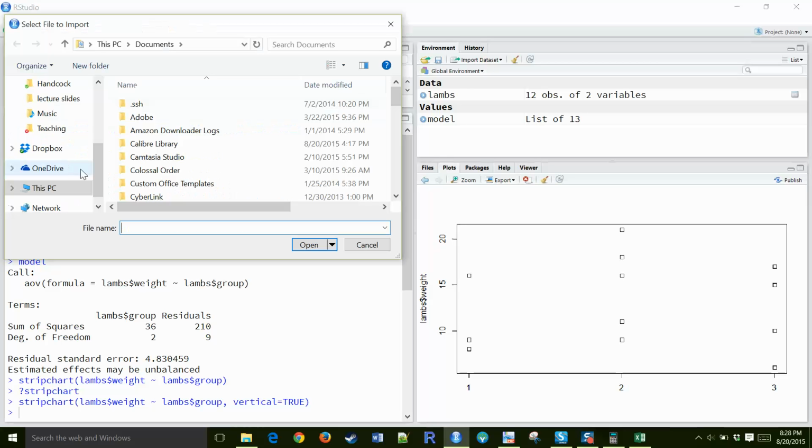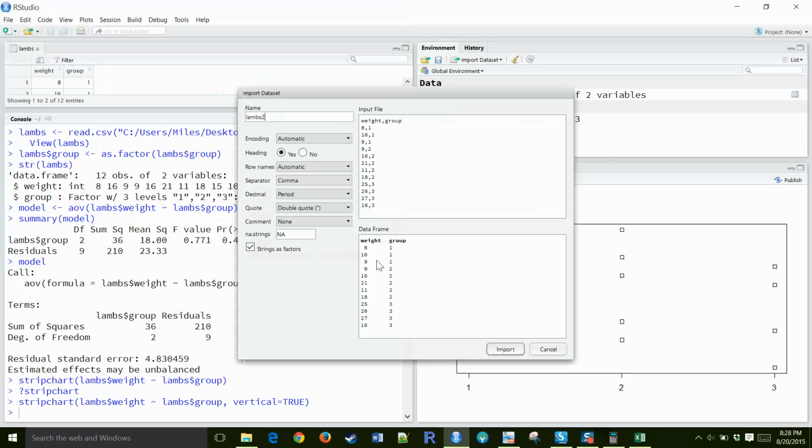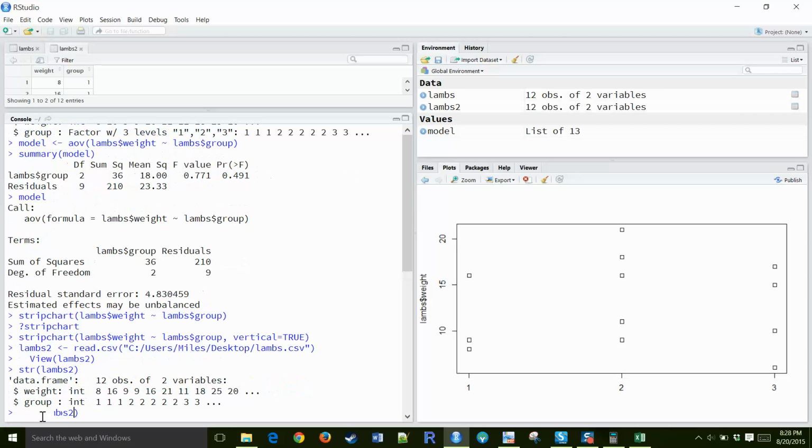Now, if you used character labels for the group like A, B, and C, you don't have to go through this step. It will understand that it's as such. So let's create the strip chart now. Strip chart lambs 2 $ weight as explained by lambs 2 $ group, and we'll do vertical equals true.